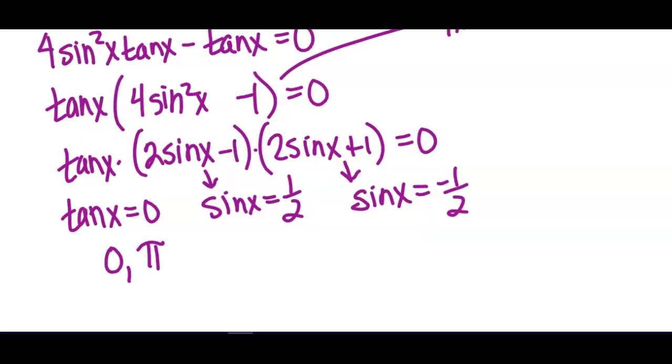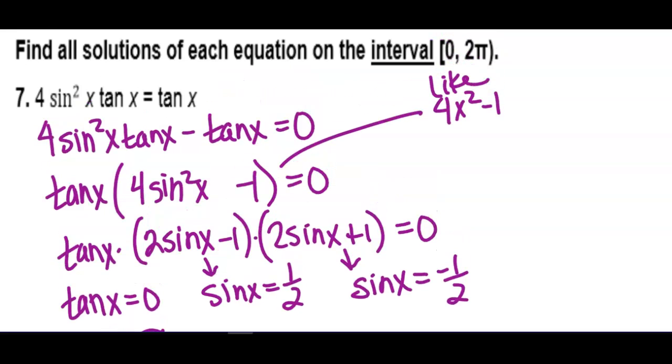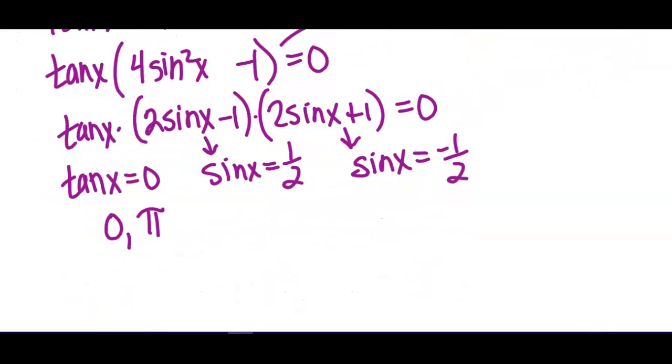The only reason I'm not saying that we need to include 2 pi is because if you look back up here, this parenthesis said don't include 2 pi. It did not have a bracket, it had a parenthesis. Up to but not including 2 pi. If it had a square bracket, then you'd want to include 2 pi. I'm not going to be tricky on that.